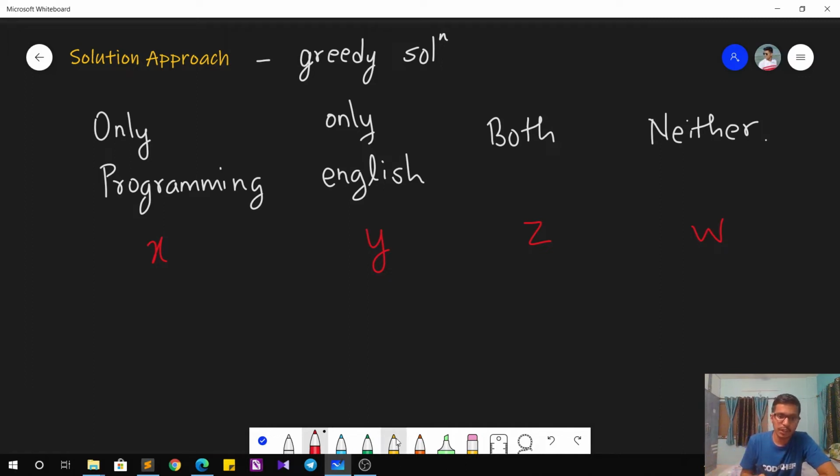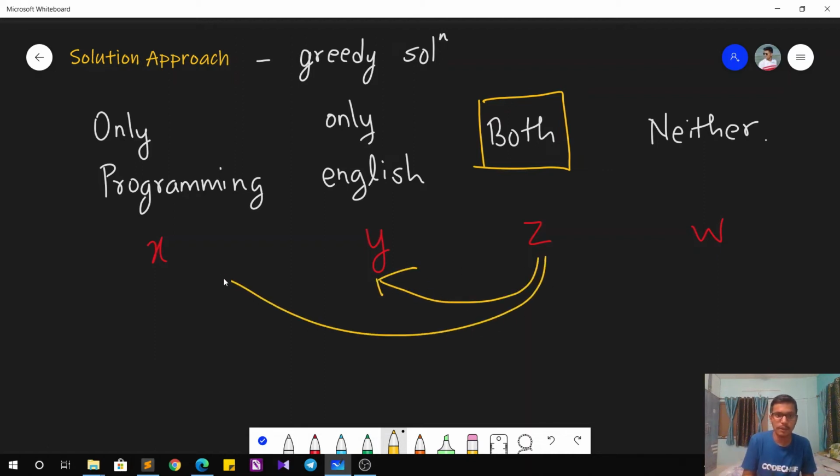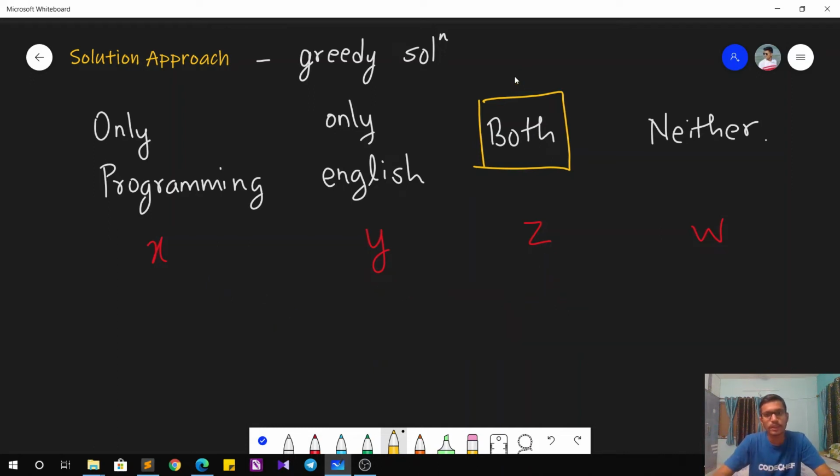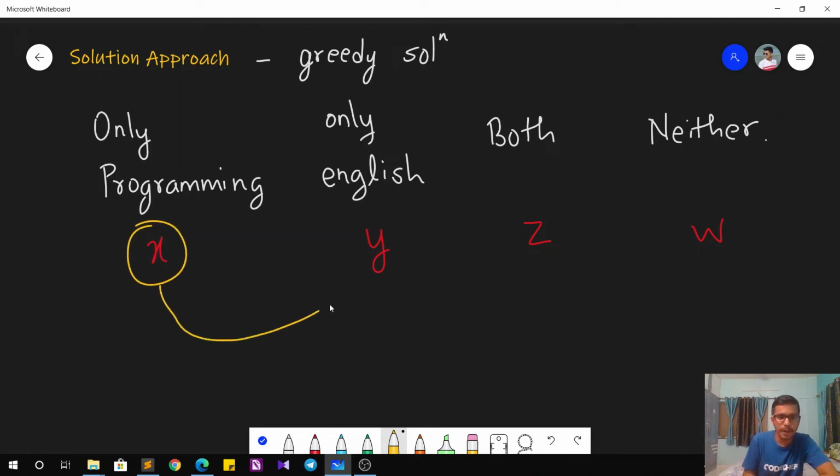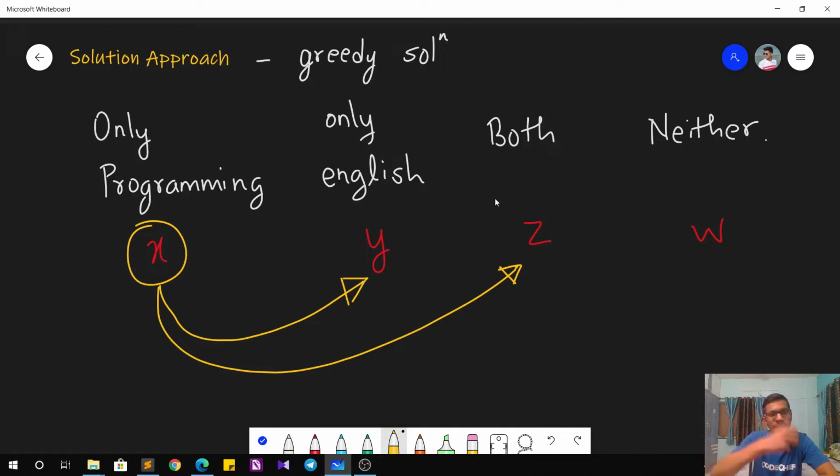So the first thing to note is that the person who knows both programming and English can be paired up with anyone. He can be paired with the people knowing English, with people knowing only programming, or people knowing neither. It does not matter because the one person is definitely satisfying the qualification. So that is one thing. The other thing is that the person who knows only programming can be paired up either with the person knowing only English or the person knowing both. But the second case was already discussed, so we will not consider it here.